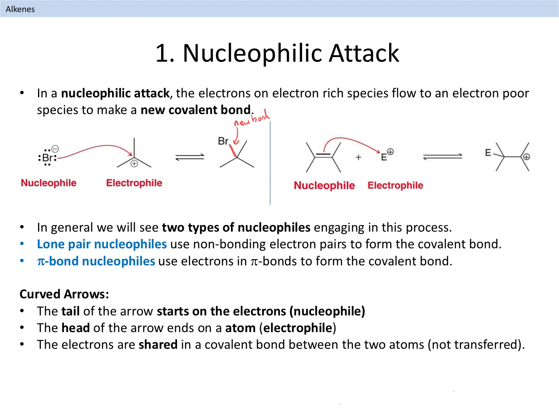When it encounters a tert-butyl cation, an electrophile with a positively charged carbon atom, the bromide ion donates its electron pair to the carbon, forming a new C-Br bond. This reaction results in the formation of tert-butyl bromide. In another scenario, let's look at a nucleophilic attack involving a pi bond.